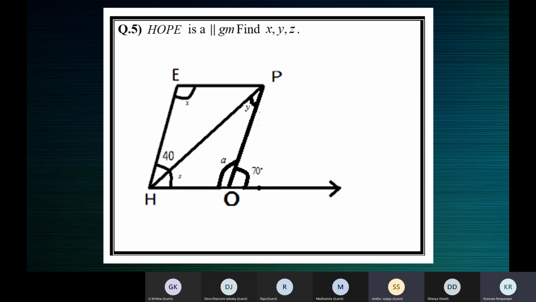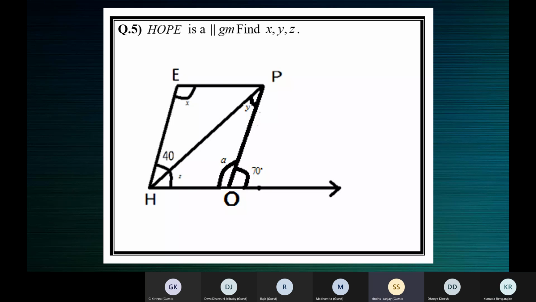Thank you. Somebody else tell me, what's the measure of X? Ma'am, it's 110 degrees, because opposite angles in a parallelogram are equal. So A is equal to X. A is 110 degrees, so X is also 110 degrees. So we found X. How do we find Y?